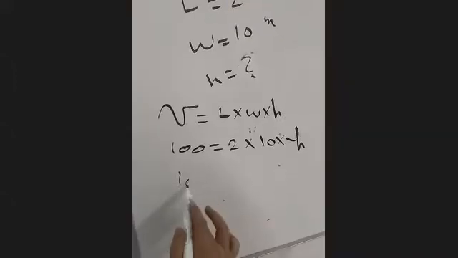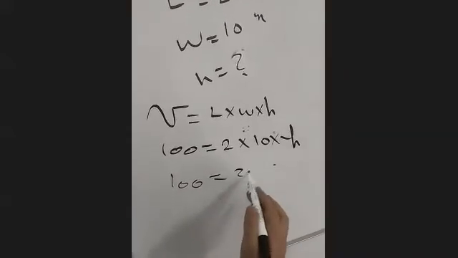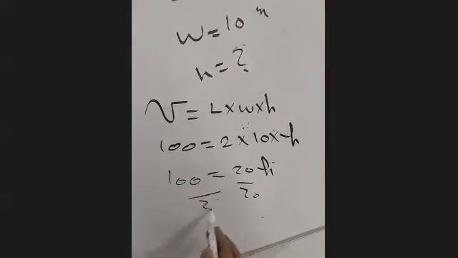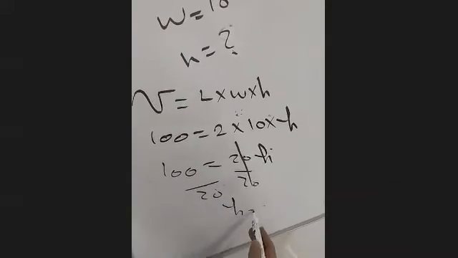Is this difficult? 100 equals 2 by 10, which is 20, multiplied by h. Then divide by 20. What's the problem now? Okay, yes, now I understand.